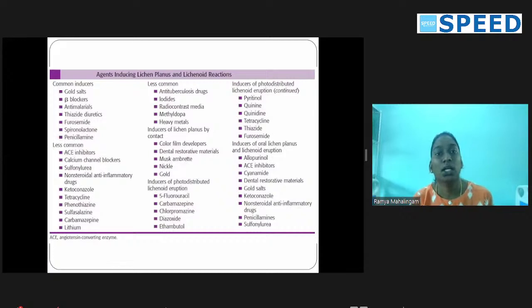First, the agents which induce lichen planus and lichenoid reaction. Basically, the first thing is going to be some type of drugs. Some very common ones are stress induced lichen planus, which is more commonly seen, and other than that you can also see drug induced, and some contact allergies can also cause lichen planus. I have listed all the drugs. All these drugs have to be marked up somehow, because the commonly causative agents of lichen planus are going to be an important MCQ. So all these have to be learned in order to answer questions related to lichen planus.